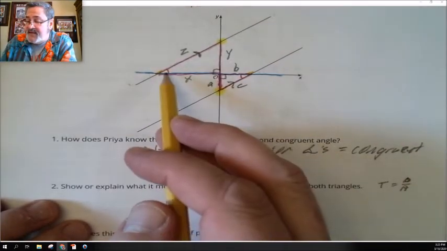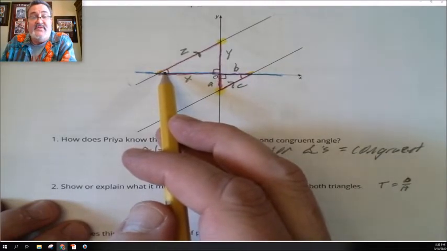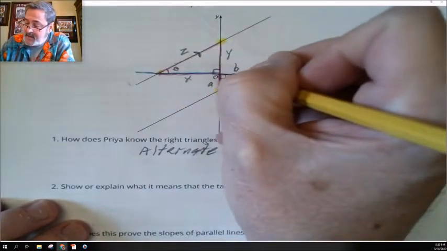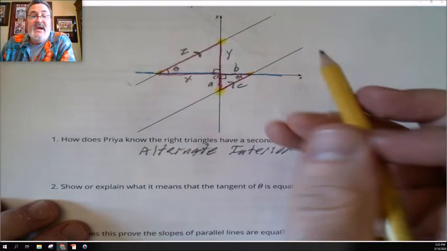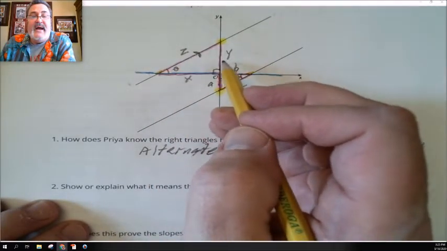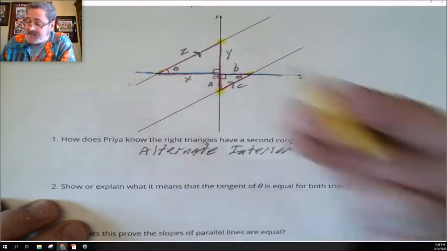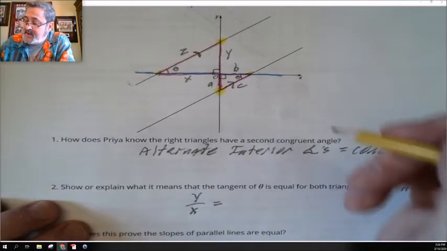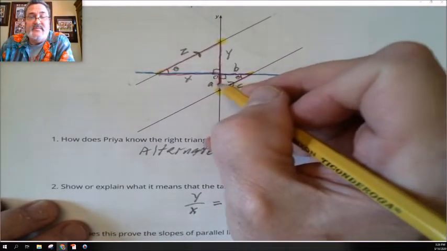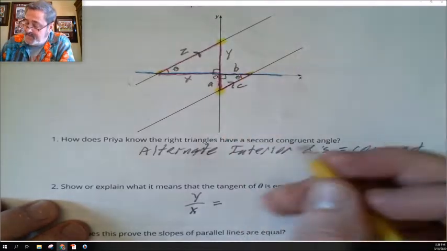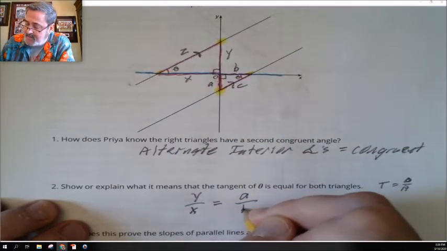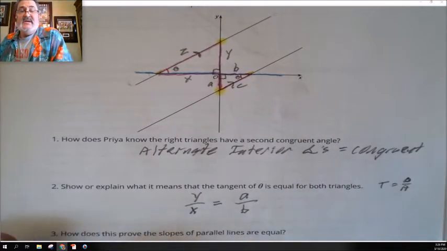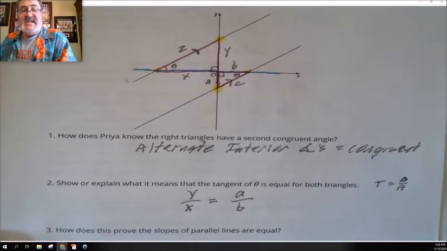The opposite for X, Y, and Z, if this is our angle that we're referring to, theta, let's go ahead and label it. So that's theta. This would be the same angle. The opposite would be y, because it's on the other side of the triangle, y over x. So that's saying that y over x is equal to the other triangle. Here's theta. The opposite would be a, adjacent would be b, so a over b. Now we know z and c are the hypotenuse, so those are not involved with tangent. So that's what it means that the tangent is equal for both triangles.